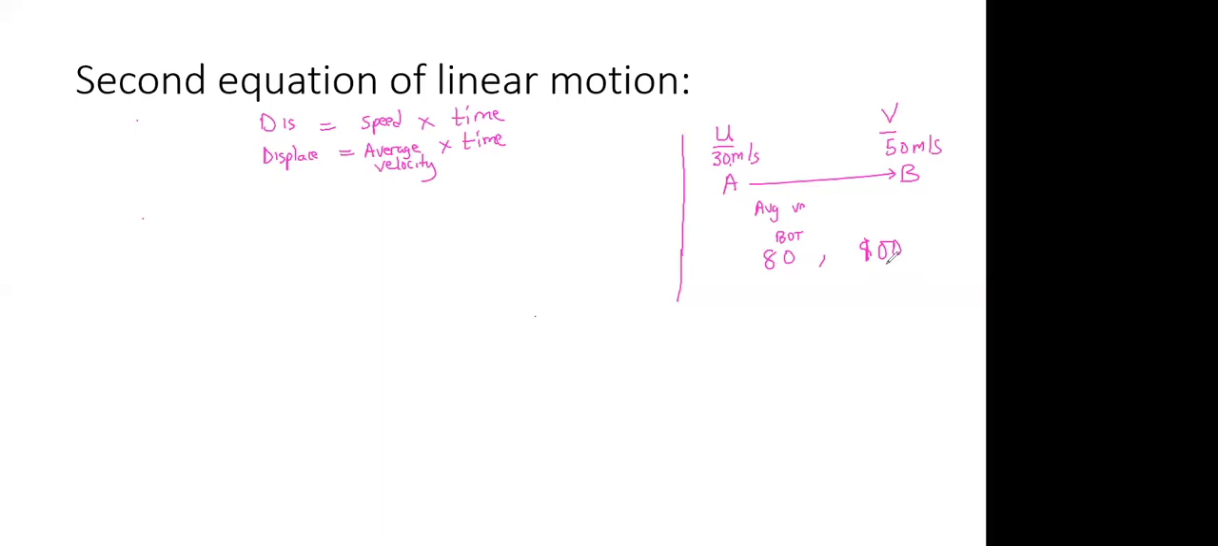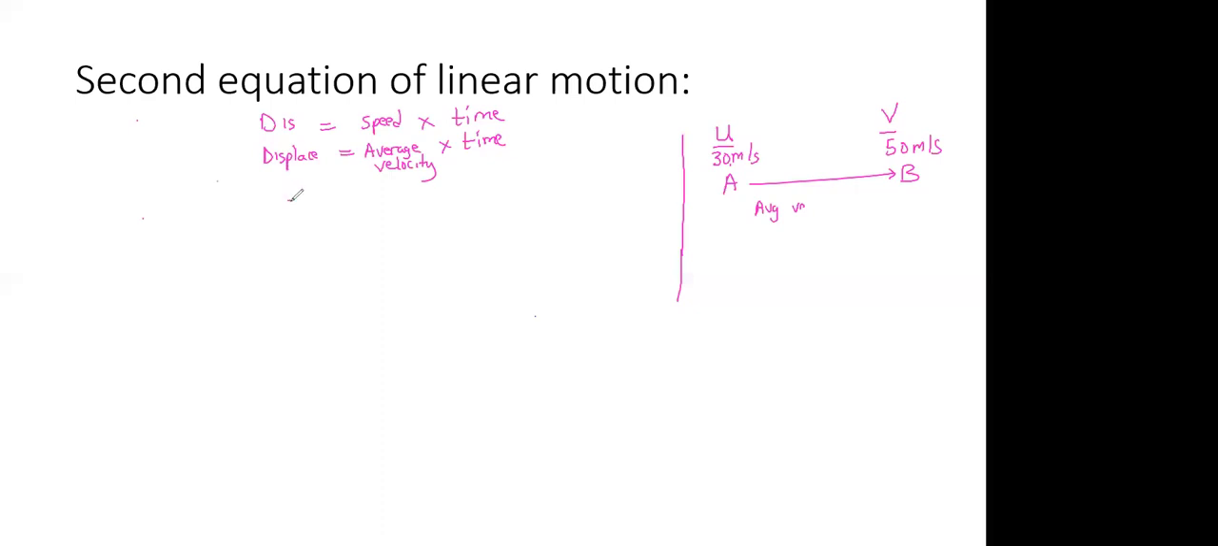So what are you going to add? We add 30 plus 50, and then you divide by 2, you get 40. Thank you. Okay, good. Now that's how we get the average, and I'm happy everyone is writing the average in the chat.